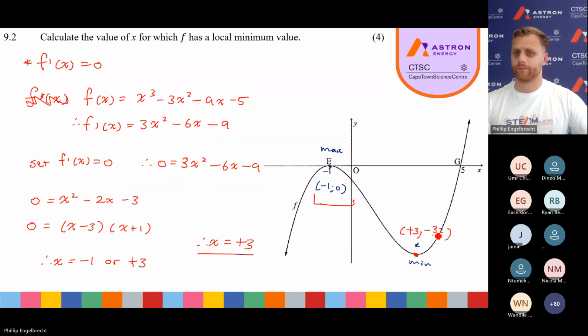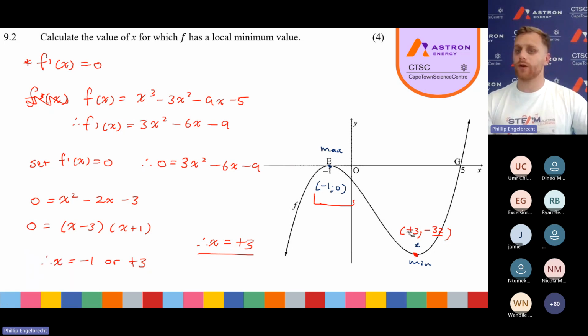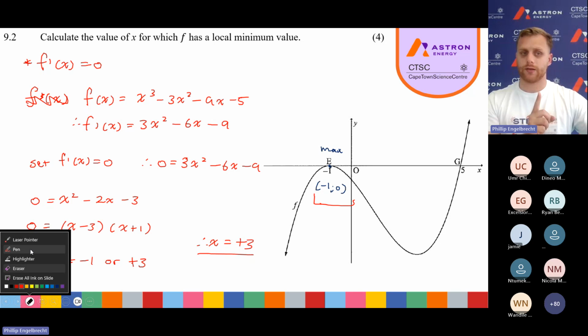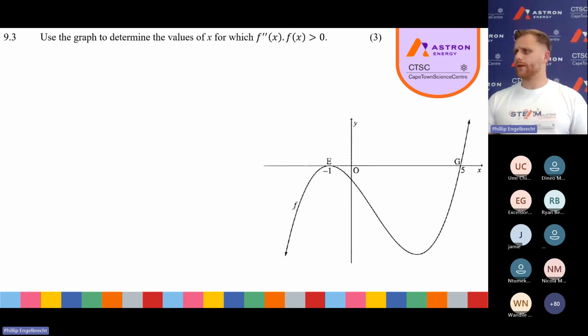Okay? So let me just write this neater. Now, I know the question only wants the x value, which is fine, but I'm going to write down the turning point because you never know. You might need to consider that a bit later on. Okay? So I'm going to say that this is the point 3 and negative 32. Okay? Done. Moving on. Okay, hopefully we understand so far, guys. Okay, if you understand, you can give me a thumbs up.